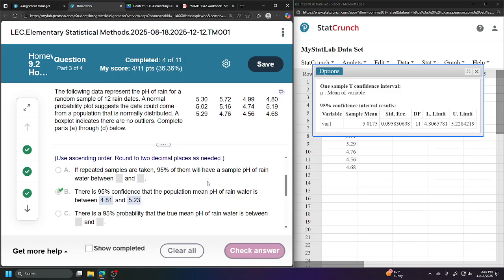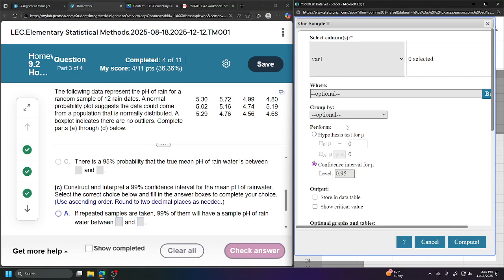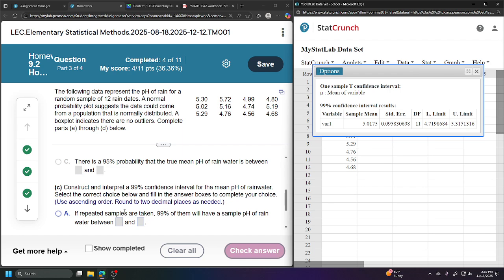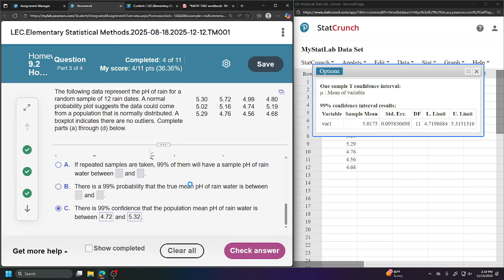So here's the last one. 99% confidence. All I need to do is change one number. 95 goes to 99. I put in the numbers once again and we're done. Confidence between 4.72, 5.32, and we're good.